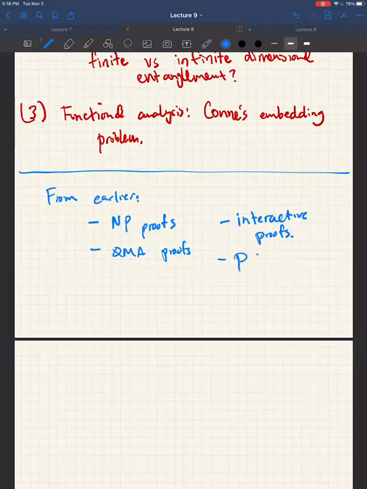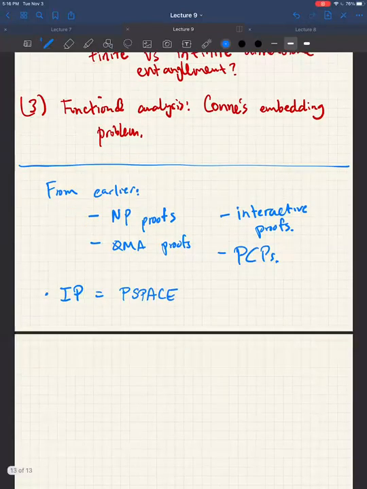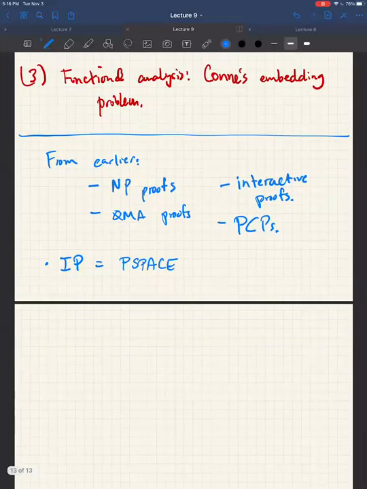We also talked about PCPs, probabilistically checkable proofs. Every time someone came up with a new notion of proof, there is a corresponding complexity question: what sorts of statements can you verify with that particular proof system? In particular, we saw that if you have a polynomial time verifier interacting with an all-powerful prover, the statements you can prove are exactly the ones you can solve in polynomial space.